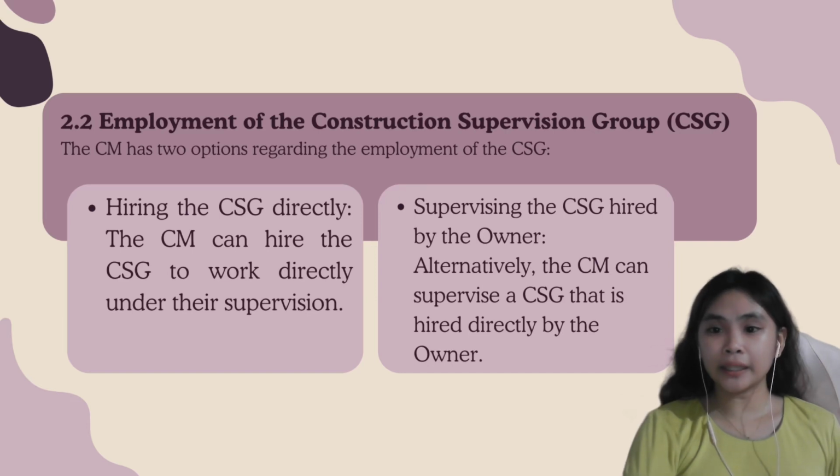The CM can hire the CSG to work directly under their supervision. This means the CSG is employed by the CM and reports directly to them. Second, supervising the CSG hired by the owner. So, alternatively, the CM can supervise a CSG that is hired directly by the owner.